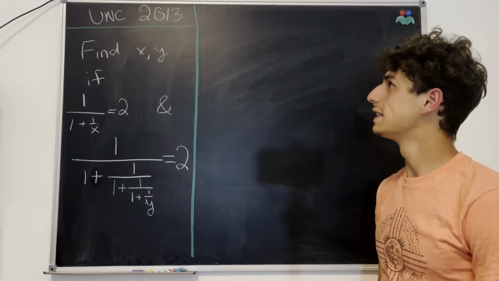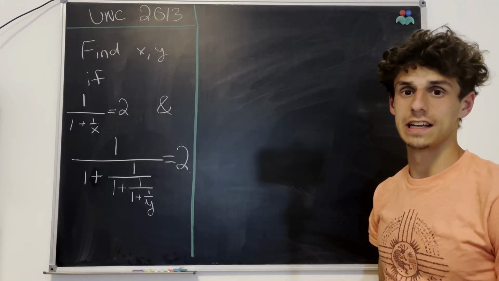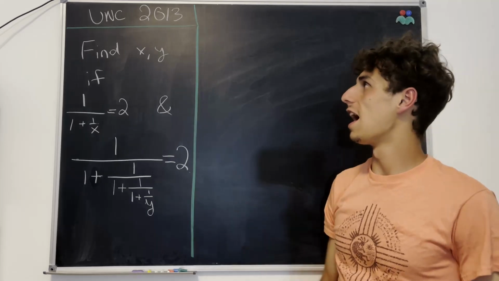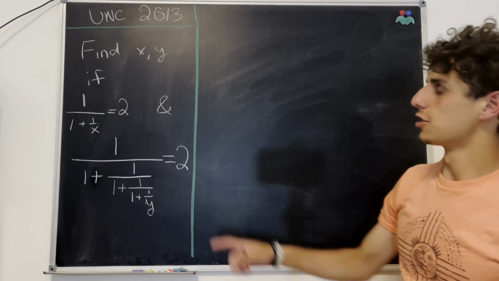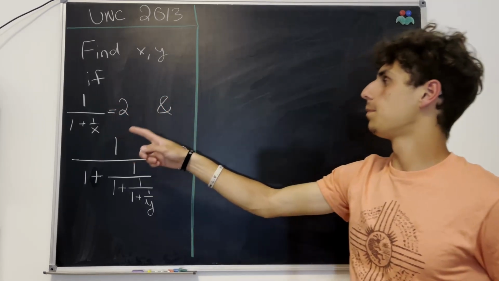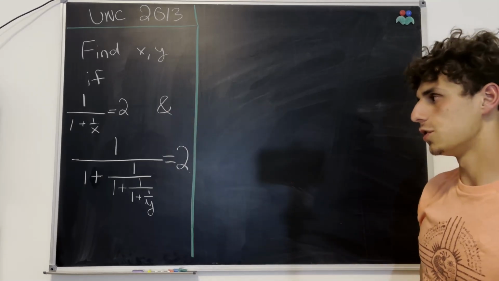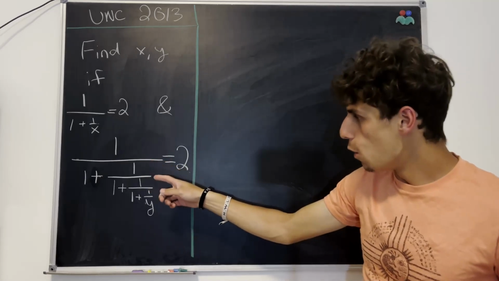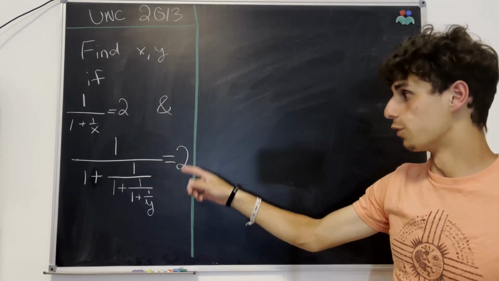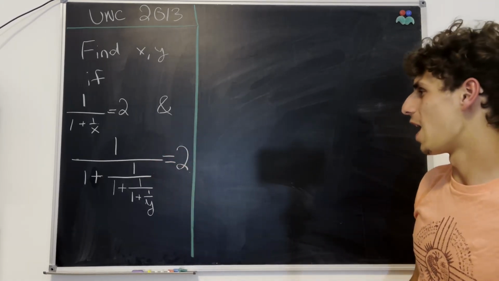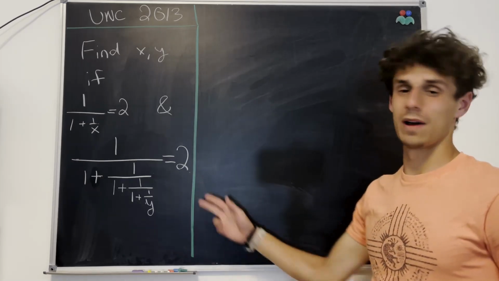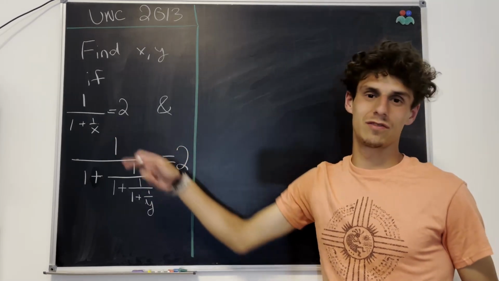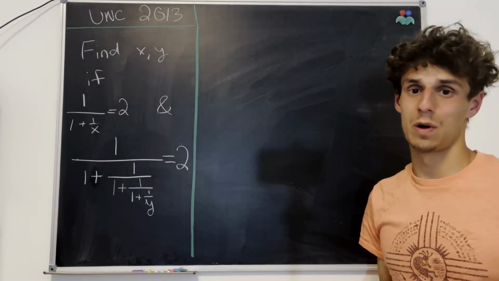Here I have a problem from the UNC 2013 math contest, and it asks us to find x and y such that 1 over 1 plus 1 over x is equal to 2, and 1 over 1 plus 1 over 1 plus 1 over 1 plus 1 over y equals 2. That's quite a mouthful there. Let's go ahead and tackle x first, and then we'll get into the longer solution for y.